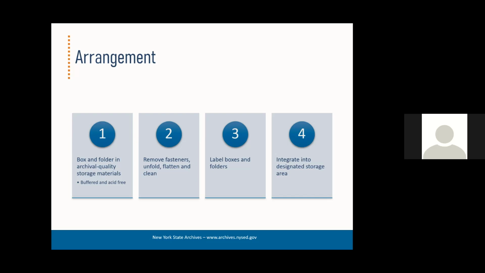The other thing you're going to do is integrate this into your designated storage area. So you identify your records, you put them in nice boxes, you label those boxes, and then you put them in your regular storage area, your historical records. Sometimes people separate out historical records. It really depends on how much space you have.